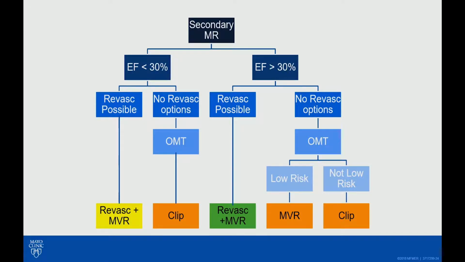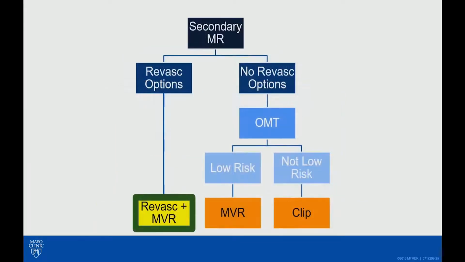For the super low EF patients, again, consider revascularization if that's an option. Otherwise, it's optimal medical therapy backed up by a clip if need be. You can simplify this graph, take the EF out of it. Are they revascularizable? Do it. If they're not, optimal medical therapy, and then consider whether you need to do any mitral intervention from there.